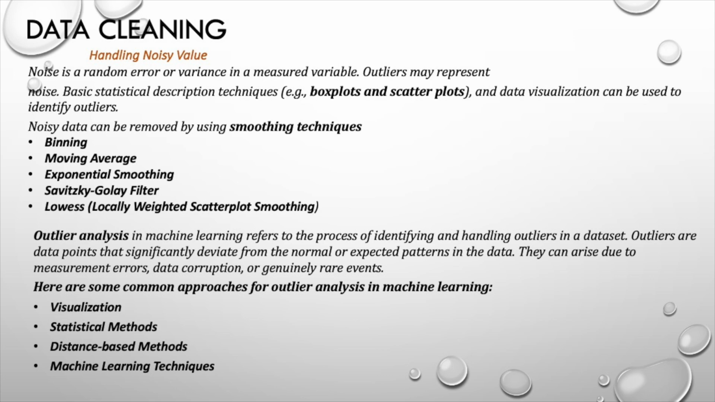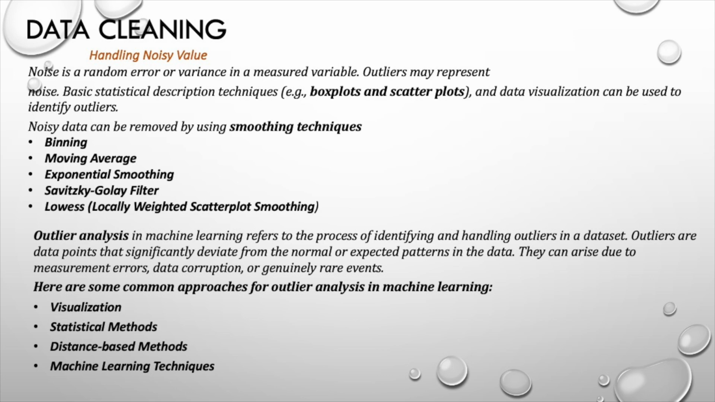outliers or anomalies in data. These algorithms learn the normal patterns in the data and flag instances that deviate significantly from those patterns. Once outliers are identified, you can choose to handle them in various ways depending on the specific situation. Removal. You can remove outliers from the dataset if they are the result of measurement errors or data corruption.